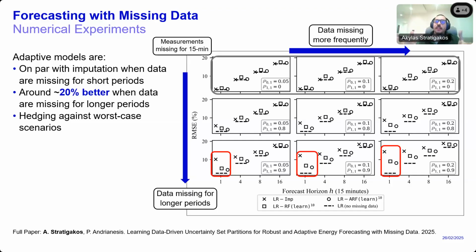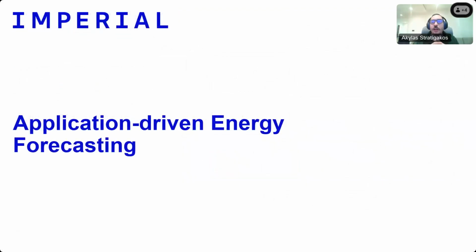And these are results that pertain to a case of a linear forecasting model, but similar results are observed for the case of more complex models such as neural network. And with this, I conclude my part of the presentation. I will give the floor now to my colleague Wangkun to talk about application-driven energy forecasting.